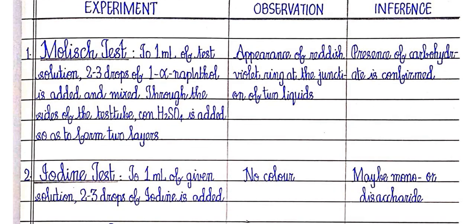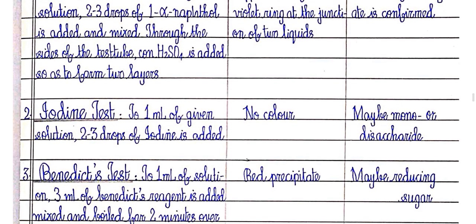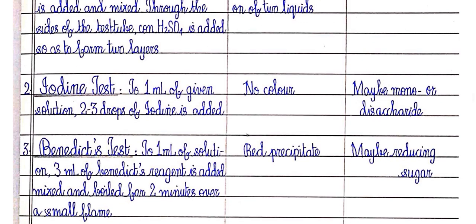First test is positive. Then the iodine test. To 1 ml of given solution, 2 to 3 drops of iodine is added, no color. That means maybe mono or disaccharide. If there is a color change, blue color, that will indicate polysaccharide. Here no color change is there. So maybe mono or disaccharide.